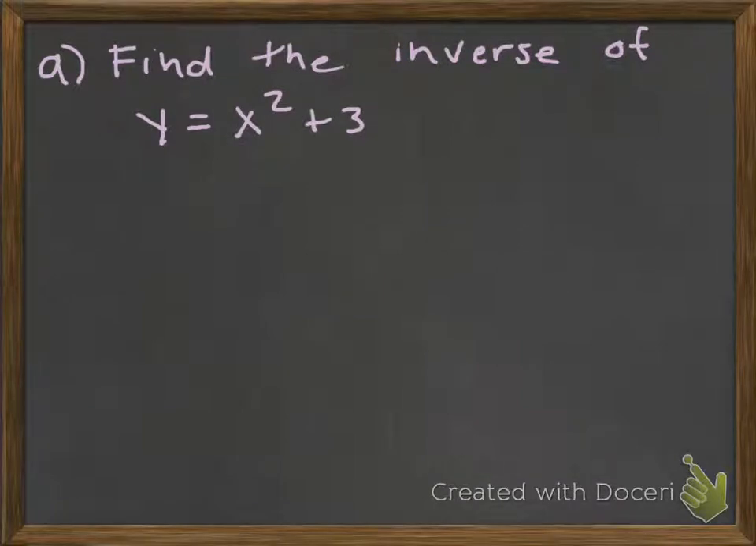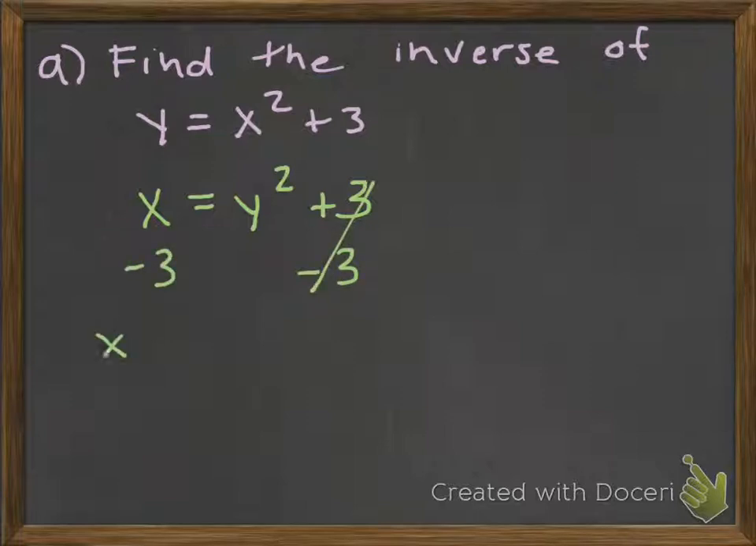So following that two-step process, the first step is to switch x and y. So you keep the format the same, you just literally switch x and y. So x equals y squared plus 3. So that was step 1, switching x and y. Step 2 is to solve for y. So to solve for y, I subtract my 3 over. So now I have x minus 3 equals y squared. And to get y by itself, we take the square root of both sides.